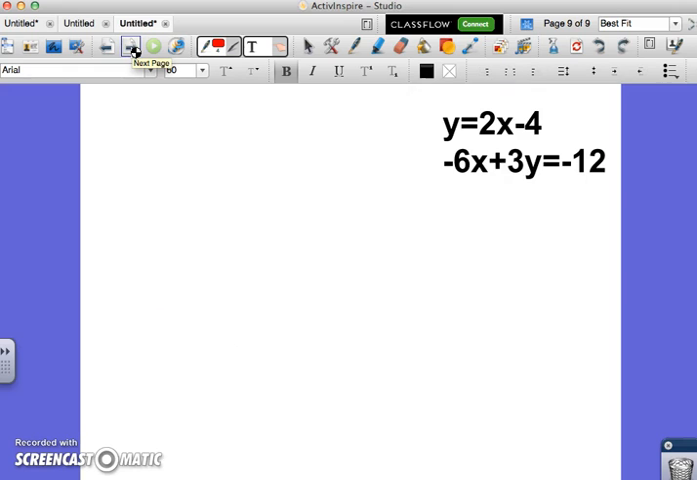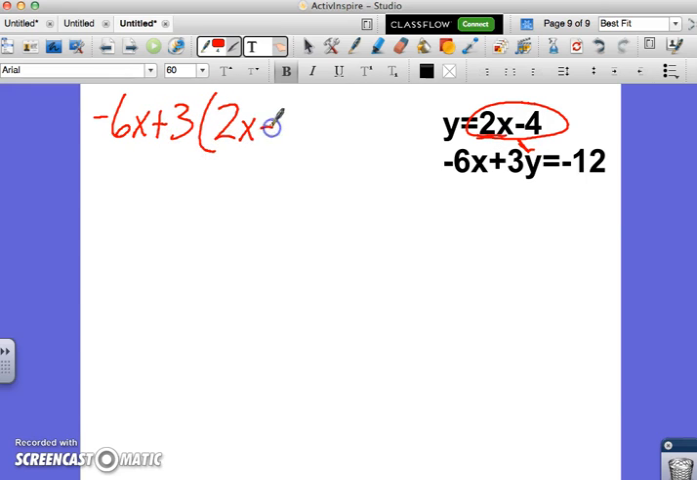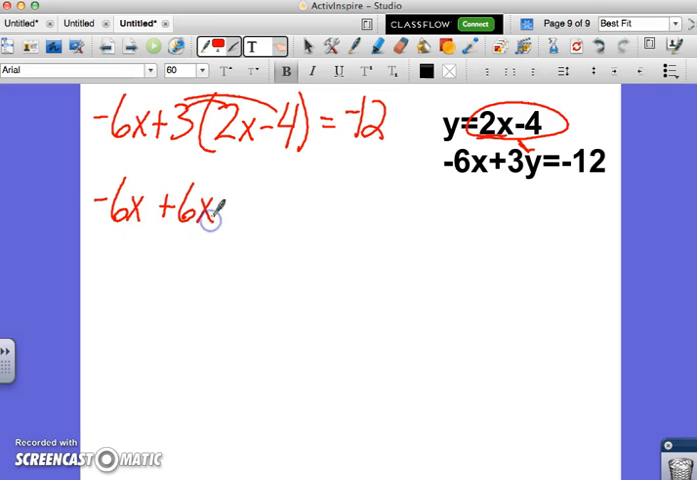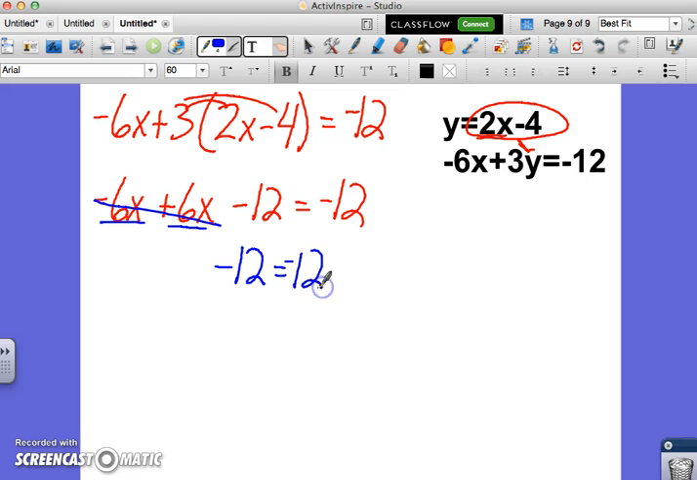Remember, first rule is, do we have an x equals or y equals? Yes, we do. So I'm going to take right here what y equals, plug it in right here, and let's go. So -6x plus 3, going to do distributive property in just a second, 2x minus 4 equals -12. So distributing, still got -6x plus 6x minus 12 equals -12. Okay, so let's combine like terms. -6x plus 6x, that's 0 x's. They cancel out. Ooh, -12 equals -12. There's no variables. -12 equals -12. Well, that's a true statement. You want to go, yes, it is.